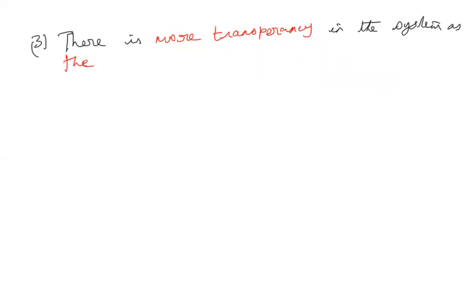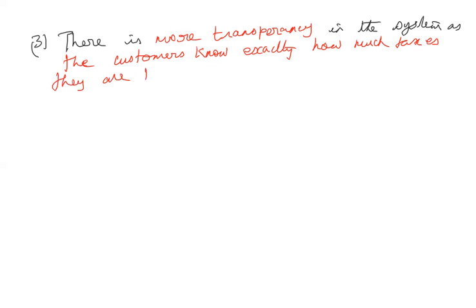So the customers know exactly how much taxes they are being charged, and also on what base. So it is very clear to the person who is actually paying the taxes why he is paying, for what purpose he is paying, and also how much tax he has to pay to the government.